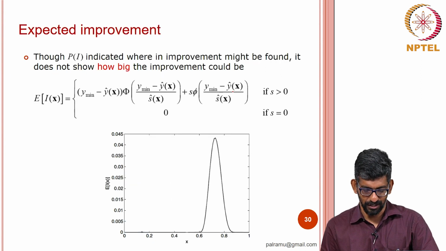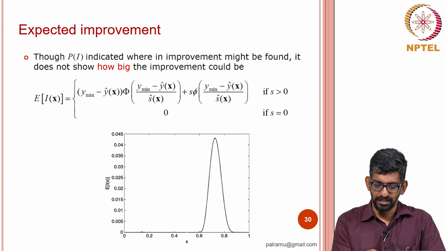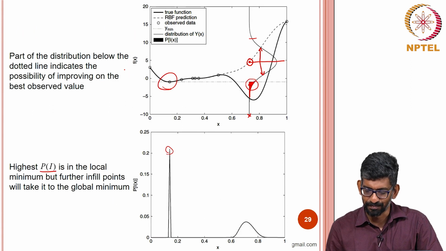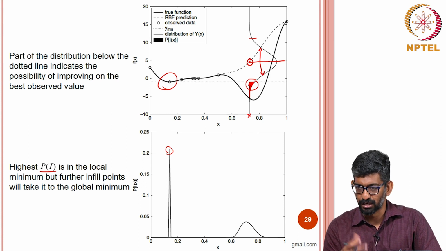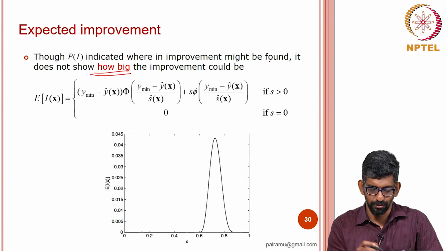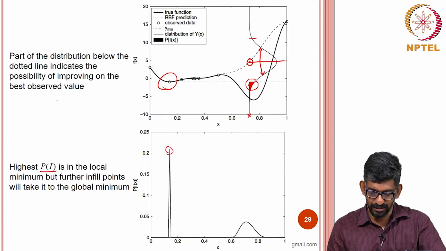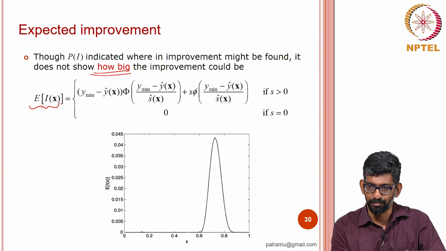So, let us see what it is done, okay. Though PI indicated where the improvement might be found, it does not show you how big the improvement could be, but it can be done in a very easy sense, because you are modeling it as a normal variable. So, you are only going to look at the expected value of your improvement. See here what we are doing is probability of my improvement is what you are looking at. So, there you look at your expected value of your improvement, which is nothing but your average value, okay. So, you can just do this.